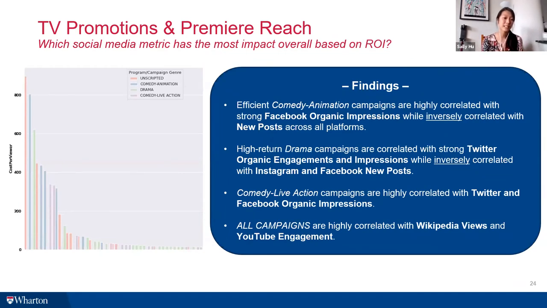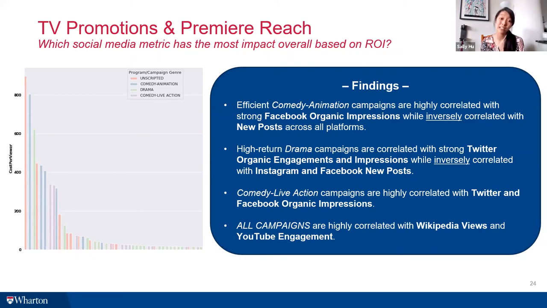This is just a brief graph of cost per viewer by genre. We also conducted another analysis where we broke down the ROI measurements by genre. We found that the most efficient comedy animation campaigns were mostly impacted by Facebook organic impressions. What more negatively impacted it was posting across all platforms. For drama campaigns, it was strongly correlated with Twitter organic engagements and impressions. But if you posted a lot to Instagram and Facebook, that might not have really helped the efficiency of drama campaigns.